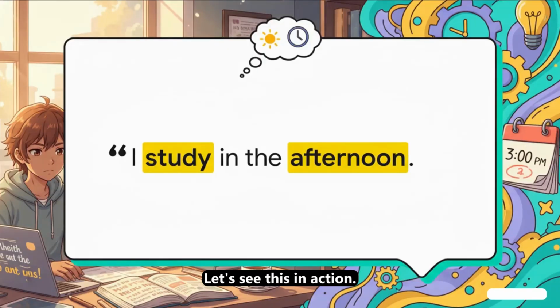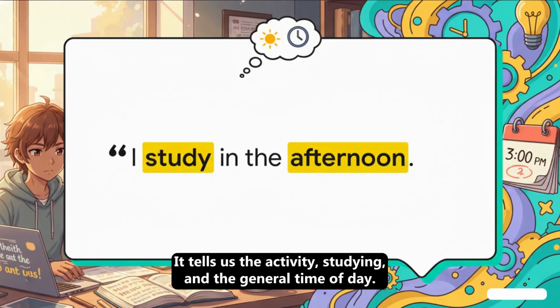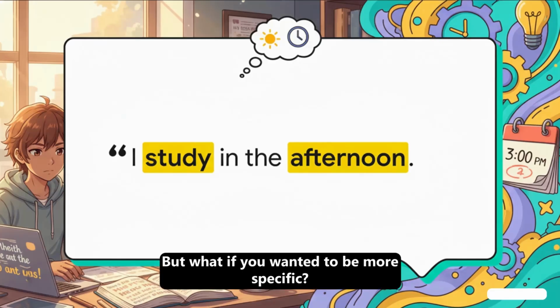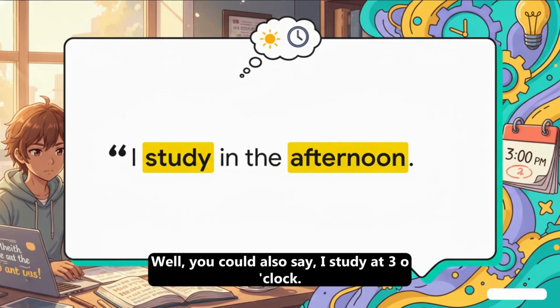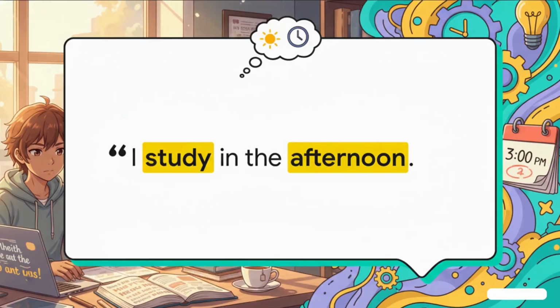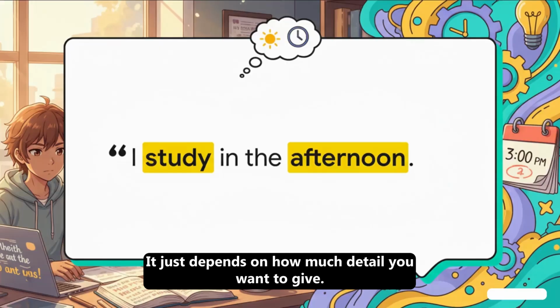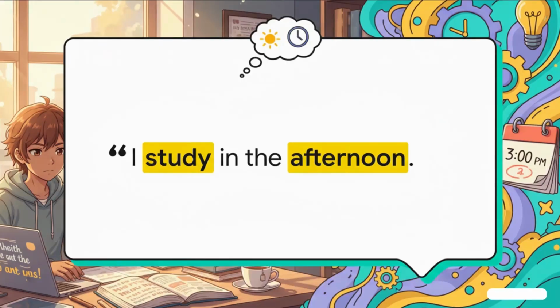Let's see this in action. I study in the afternoon. It's a great sentence. It tells us the activity, studying, and the general time of day. But what if you wanted to be more specific? Well, you could also say, I study at 3 o'clock. See, you can use both. It just depends on how much detail you want to give.